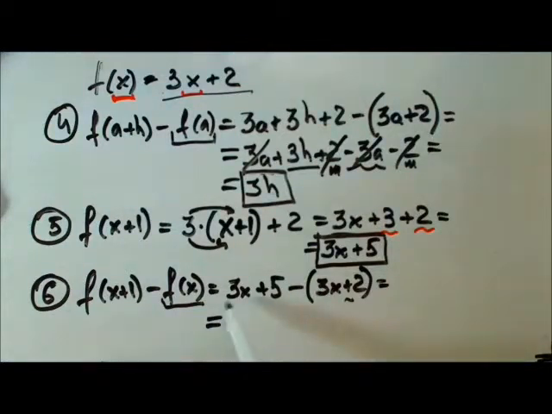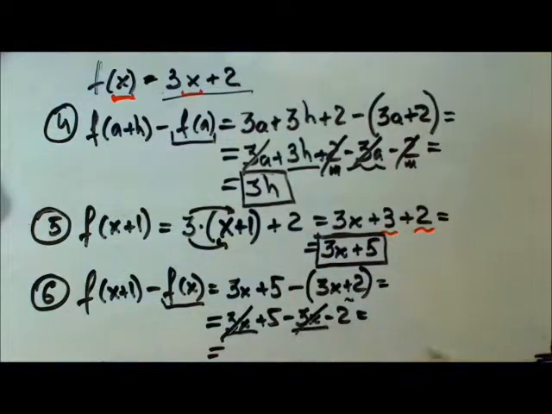And again, trying to simplify: 3x plus 5, distribute the sign, negative 3x, negative 2, equals. Now find similar terms. We have 3x and negative 3x, which cancel, and we have constants 5 and negative 2. 5 plus negative 2 means just 5 minus 2, which is 3. That's our answer, 3. That's it.